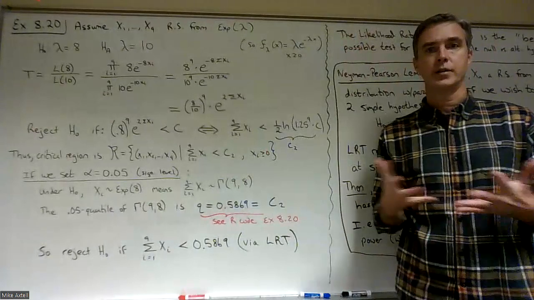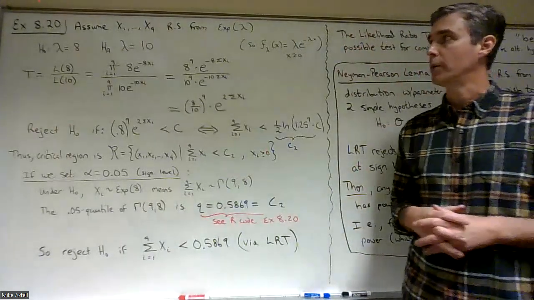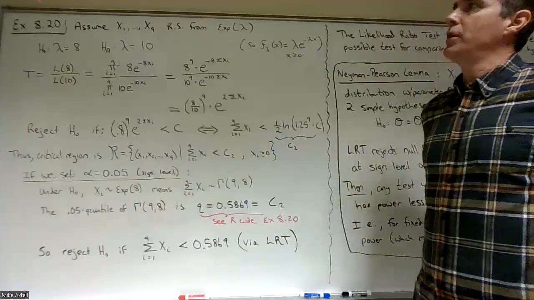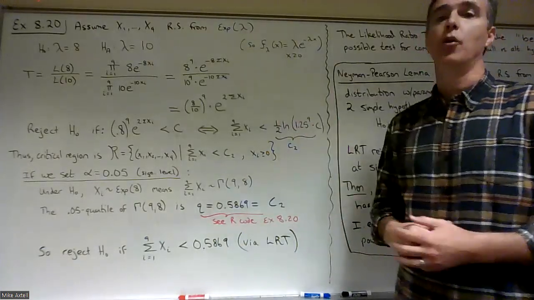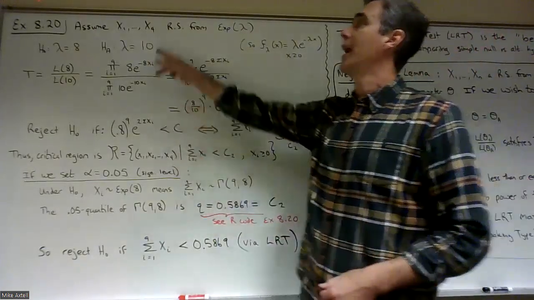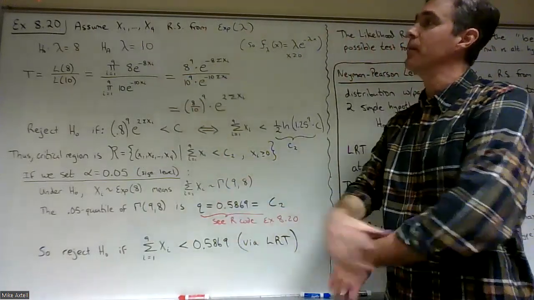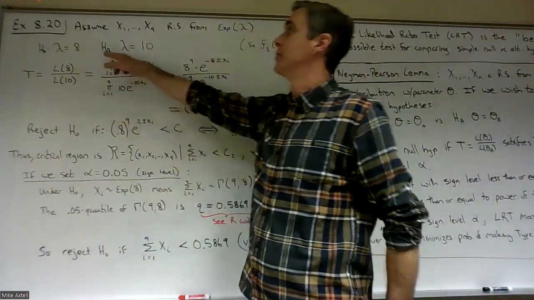Okay, so here's an example. In example 8.20, we have a distribution that's exponential with unknown parameter lambda, and I've got a random sample of 9 points from that distribution. I have 2 simple hypotheses: lambda is 8 versus lambda is 10.